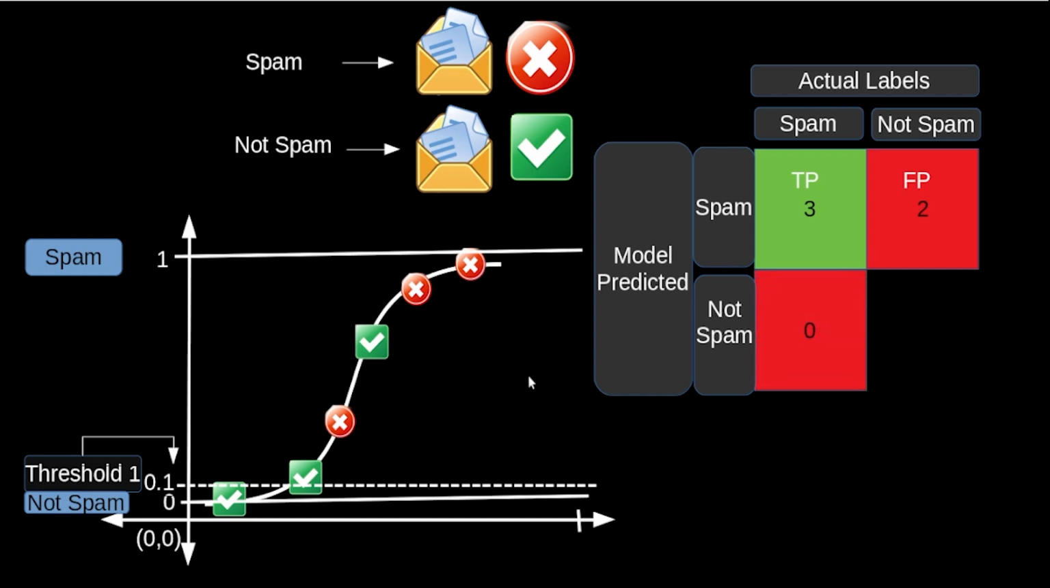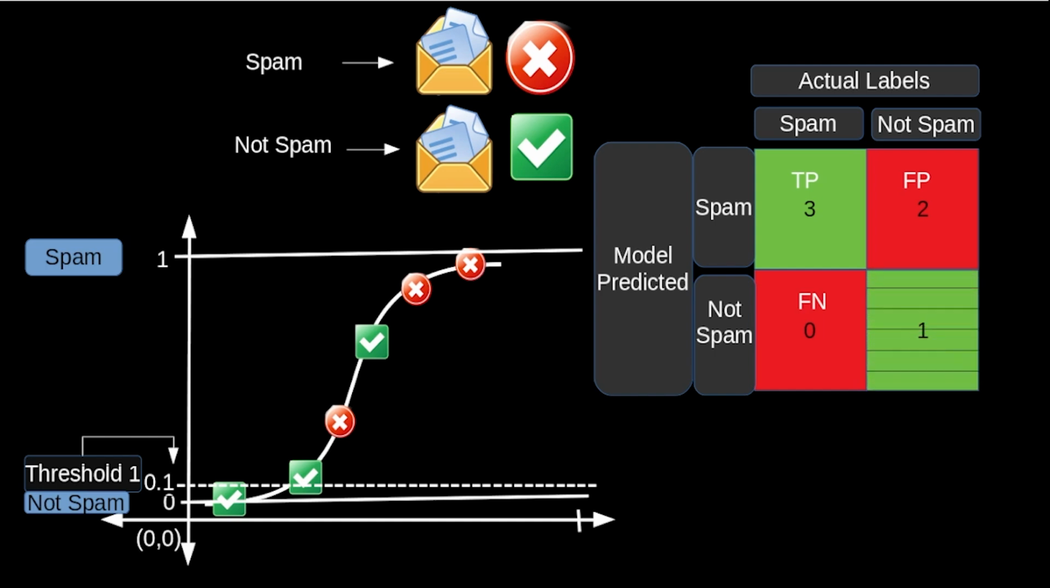Now let's move on to the false negative. We have zero false negatives because there is no data sample which actually belongs to the spam class, and our threshold value classifies it as not spam. Now we have one true negative. Here you can see this is the data sample which actually belongs to the not spam class, and our threshold value also classifies it as not spam because its predicted probability is less than 0.1. So we have one true negative.